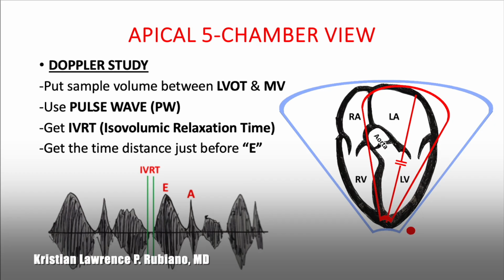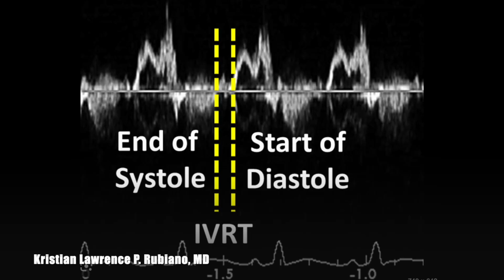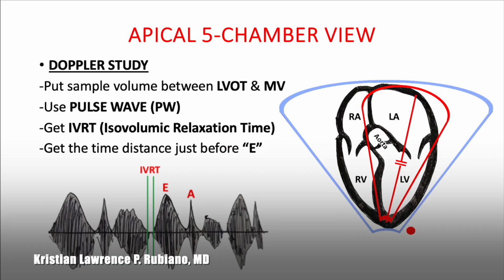Next is to get the isovolumic relaxation time, or the IVRT. The IVRT is an important parameter in echocardiography that measures the duration of the isovolumic relaxation phase of the cardiac cycle. This phase occurs after the closure of the aortic valve and before the opening of the mitral valve, during which the ventricles relax but do not change the volume because all the heart valves are closed.